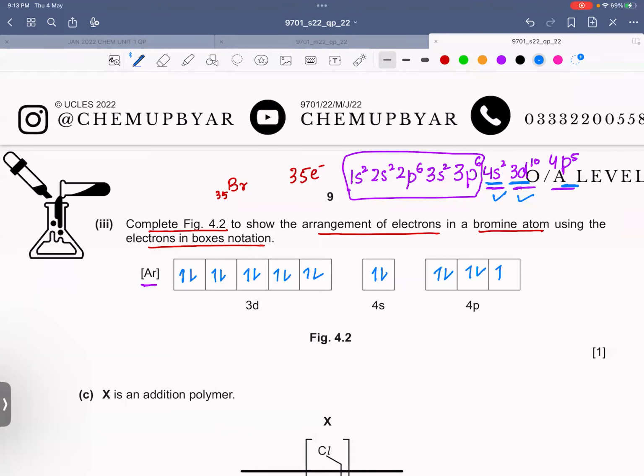See, when we write the electronic configuration, first you will write 4s. So first you will fill the electrons of the 4s and then the 3d.